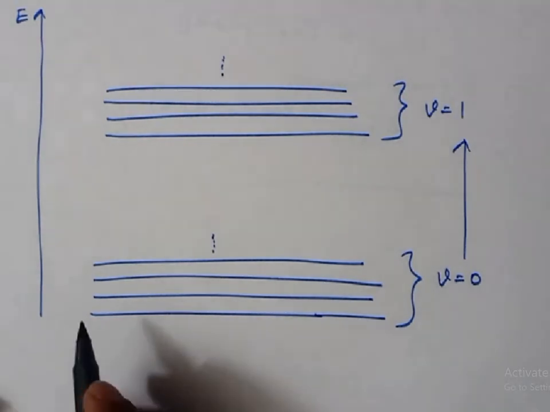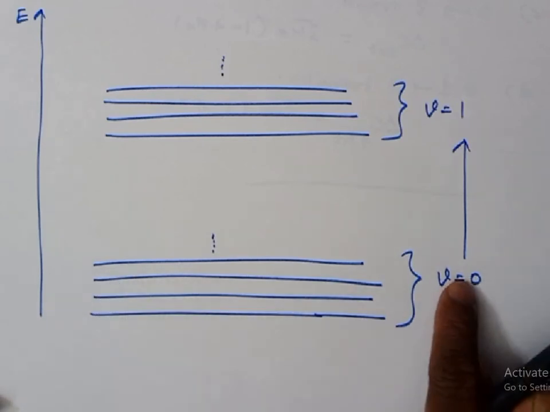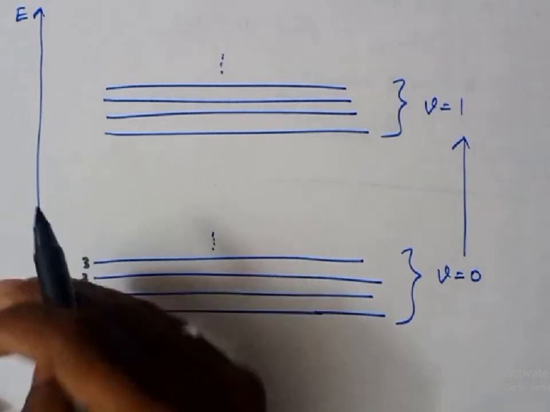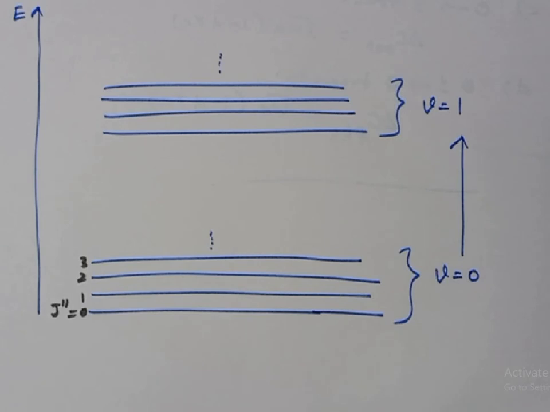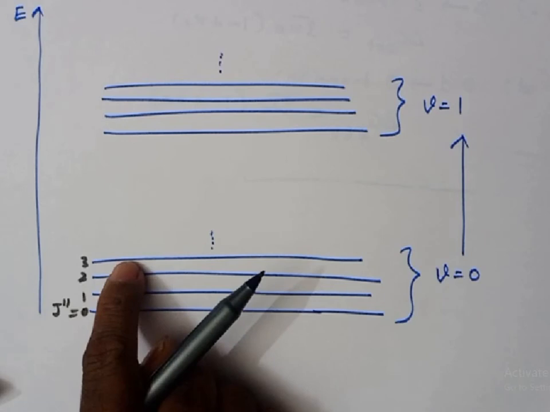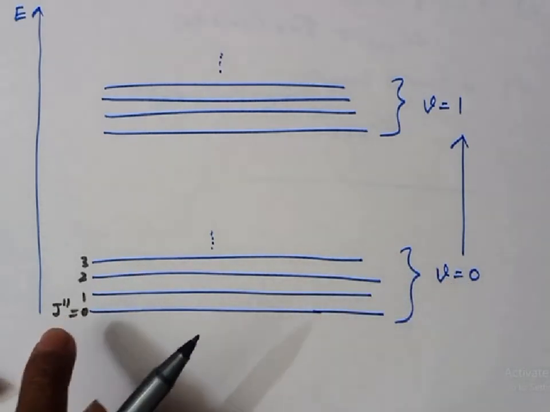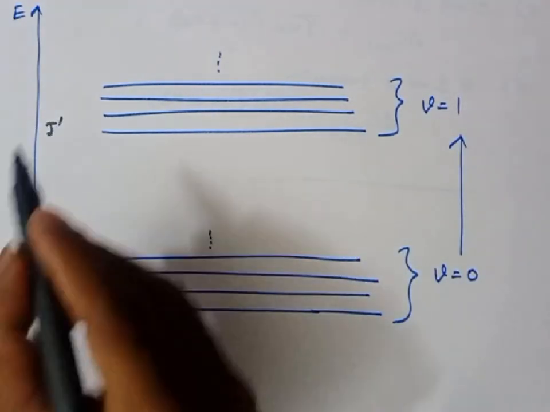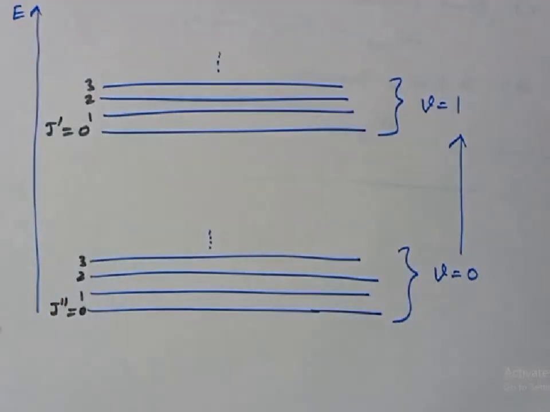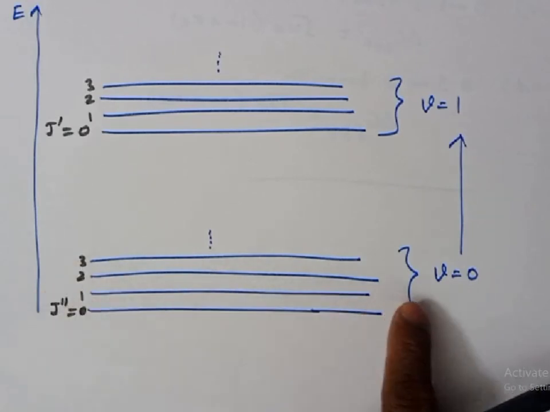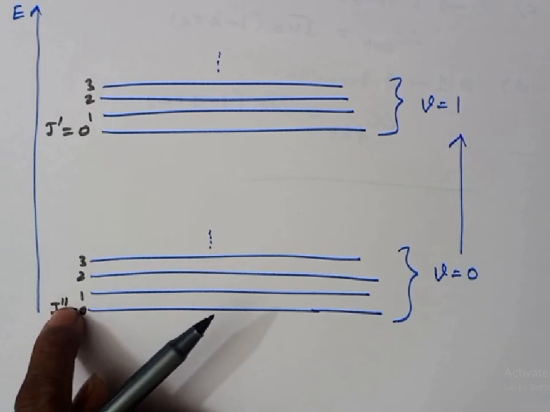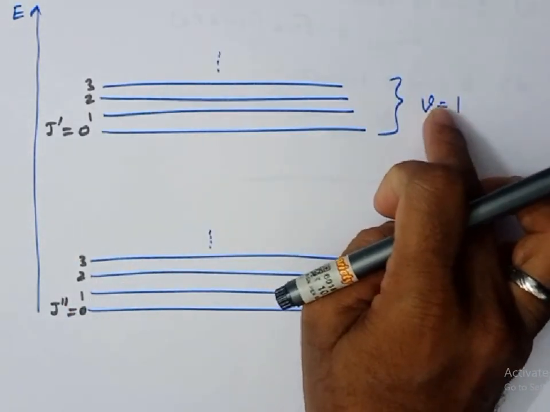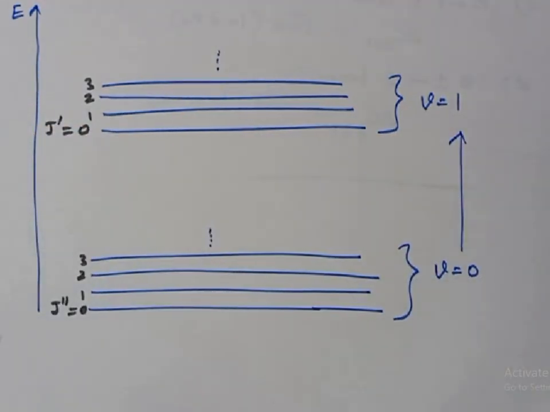These are all rotational levels associated with the ground vibrational state. Let me represent this rotational level with the symbol J double prime. So this is J double prime 0 state, this is 1, 2, 3, like that we have many rotational states. Similarly, the rotational states of the higher vibrational state, I'll represent as J prime: J prime 0, 1, 2, 3, etc. Students, any doubt up to this?